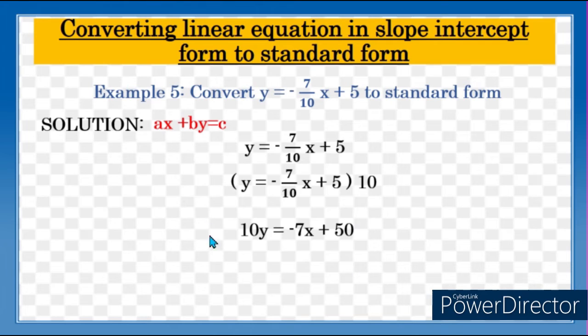So, lipat natin sa right side si negative 7x. So, we have 7x plus 10y is equal to 50, or 7x plus 10y minus 50 is equal to 0. Okay?